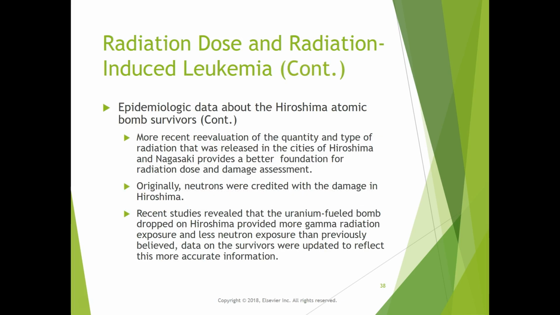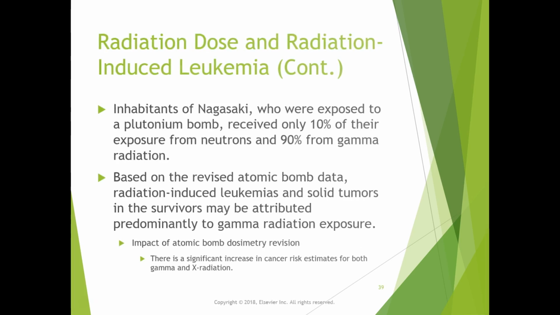Okay, more recent reevaluation of the type of radiation that was released, so this is just more data coming from that study. They are now figuring that the type of radiation that made everyone incur these late effects was not the type that they had thought. They thought neutrons were to blame for most of the damage, okay? But recent studies have revealed that the uranium-fueled bomb dropped on Hiroshima provided more gamma radiation and less neutron exposure than previously believed. So they updated the data.